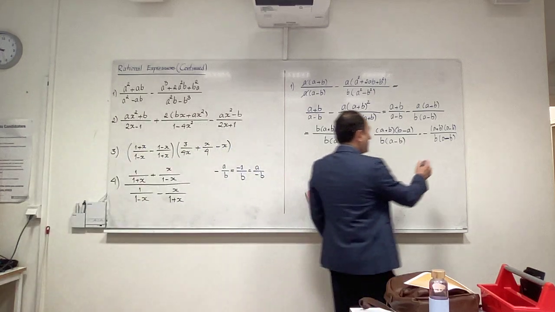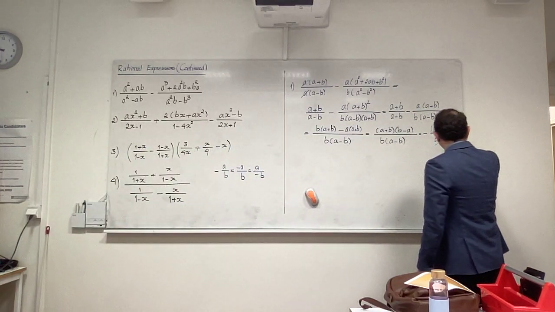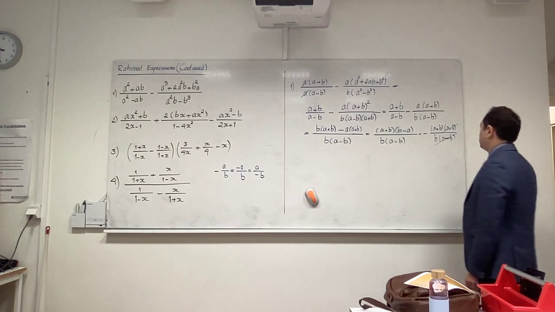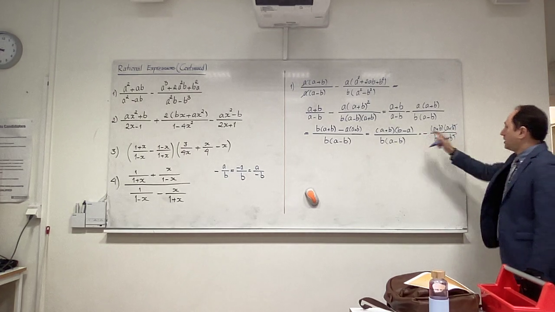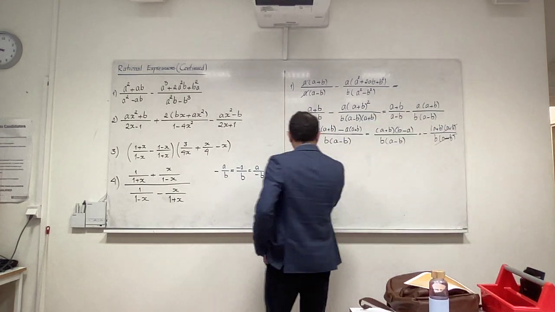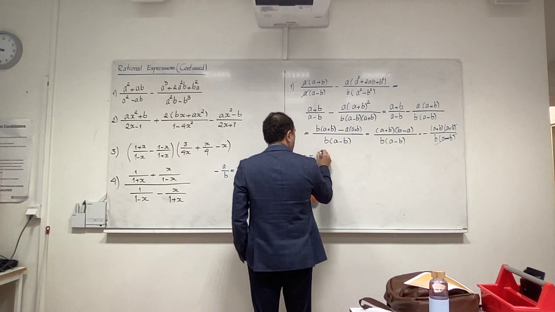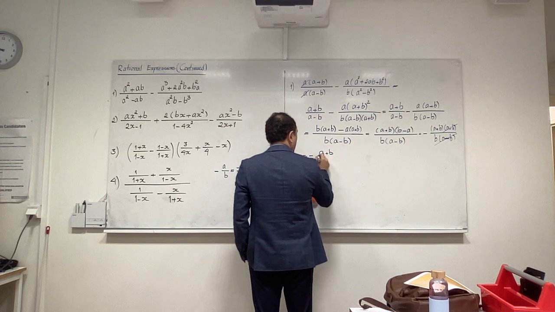So now this (a minus b) actually cancels (a minus b). And then this minus sign is there. So this is the final answer, (minus a plus b) over b.